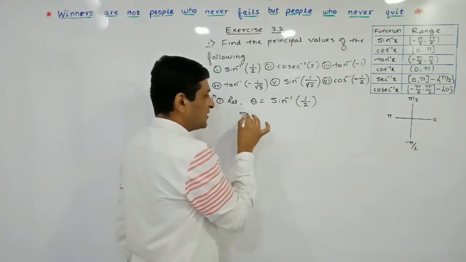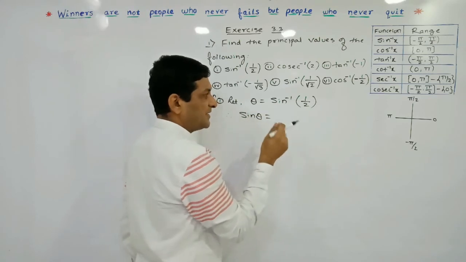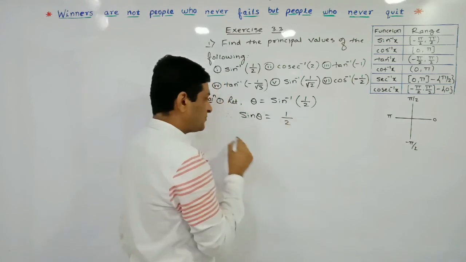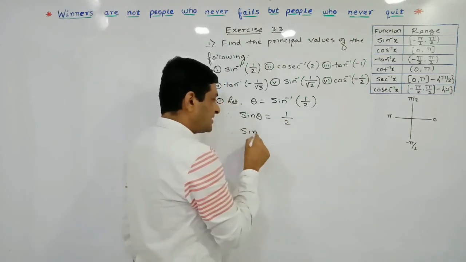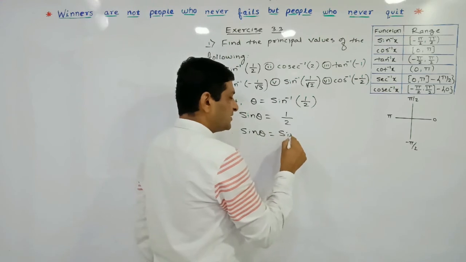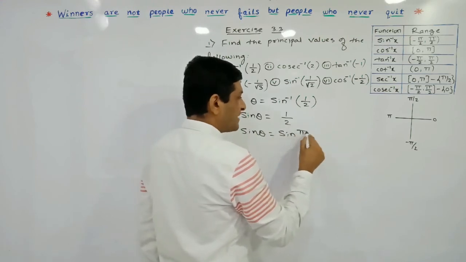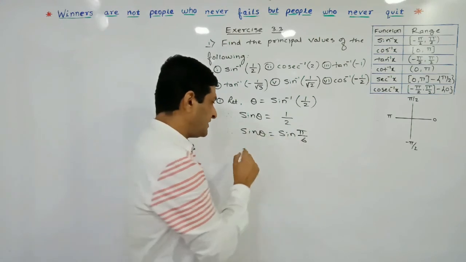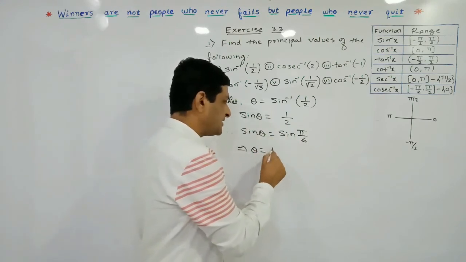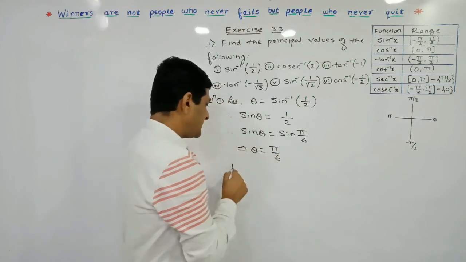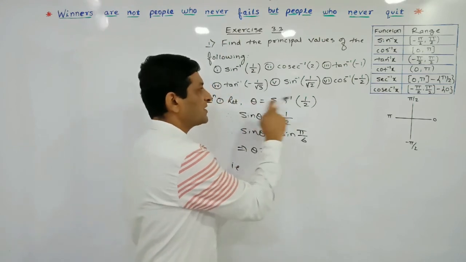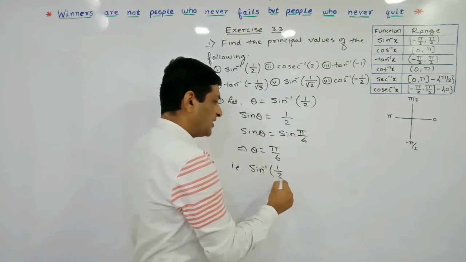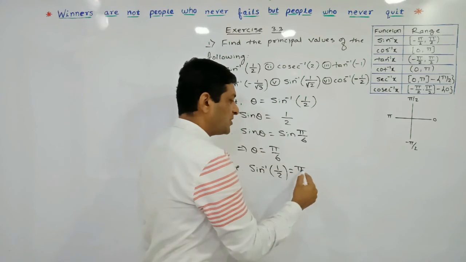On the left hand side we get sine theta. On the right hand side, sine and sine inverse cancel, and we get 1 by 2. Now sine theta equals 1 by 2 is nothing but the value of sine pi by 6, sine 30. Comparing both sides, this implies that theta is equal to pi by 6. Theta means sine inverse of 1 by 2, so sine inverse of 1 by 2 is pi by 6.